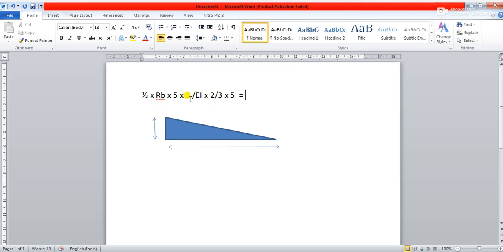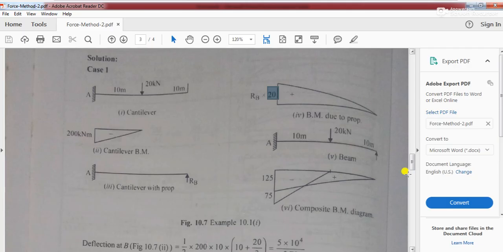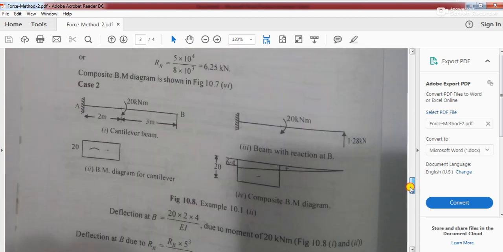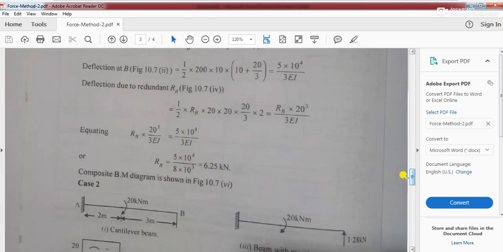So what will be the value? See, this 2 and this 2 will cancel out, and then there will be 5 into 5 into 5. So you are going to get RB into 5 into 5 into 5, which is basically 5 cube divided by 3 EI. That is actually your value of displacement at B. Because of what? Because of the redundant force RB. Is it now clear, or still you have doubt? You tell me. Is it clear now, or still you have doubt?